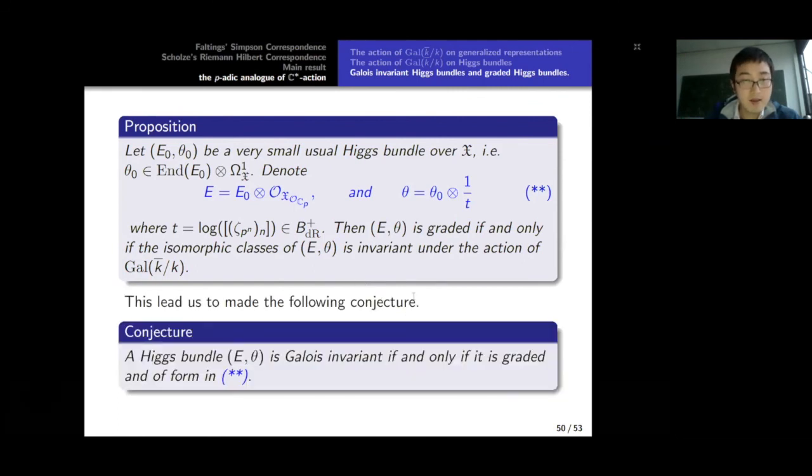Okay, and this proposition leads us to make the following conjecture. A Higgs bundle is Galois invariant if and only if it is graded and of the form in this formula. Okay, this is a description of when the Higgs bundle is Galois invariant.